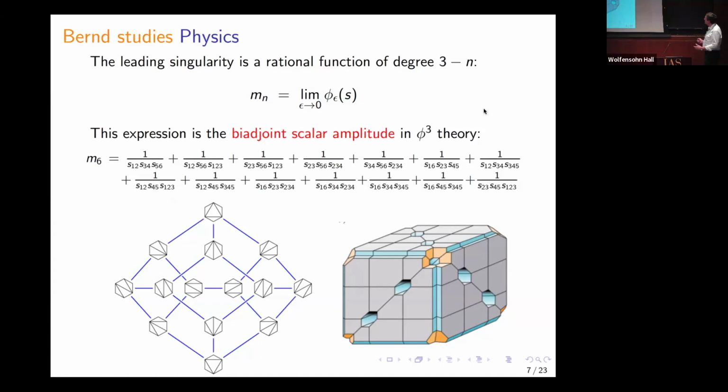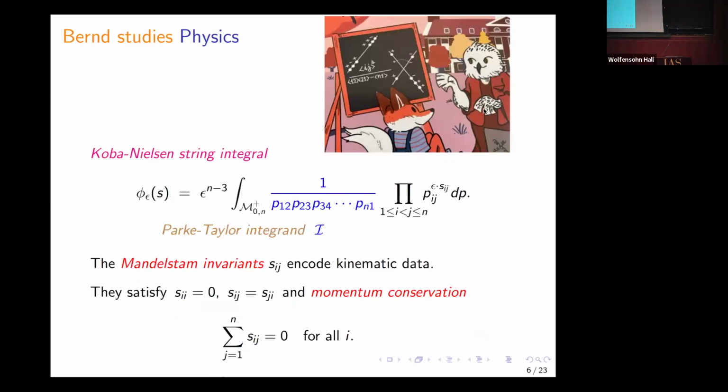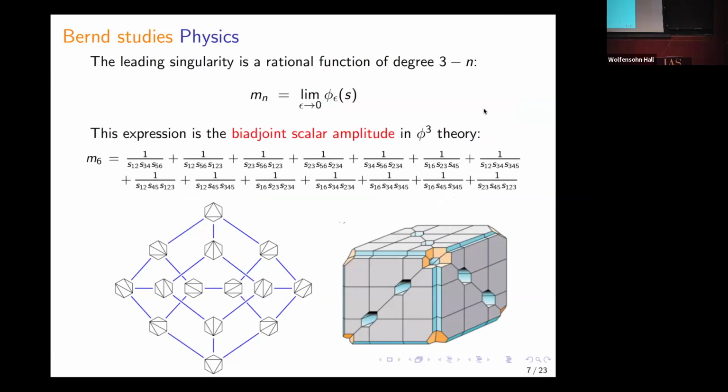So this M6 can be written as a sum of 14 terms, each a reciprocal of a cubic expression. So the Sij we've already seen, and then we have 3 indices like S123. This simply means S12 plus S13 plus S23. Okay? But we have to take this carefully because really this is only defined up to momentum conservation. Right? So this is a rational function in the S's, homogeneous rational function, but it's a rational function on this space.